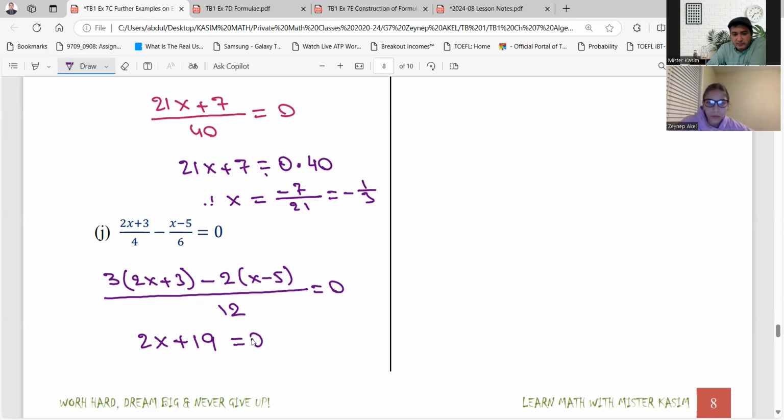On the right-hand side, we have 0 times 12, which is equal to 0, right? And now if ax plus b equals 0, then we know how to write the solution, right? It's minus b over a. So x is equal to minus 19 over 2, which is equal to 9.5, the exact answer.